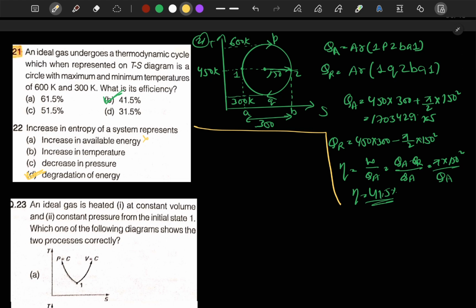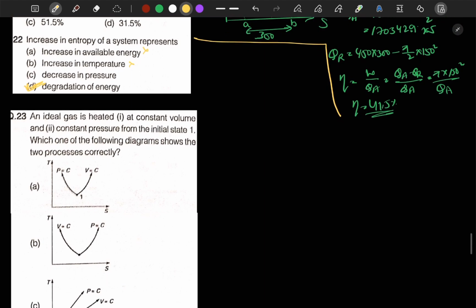If the same amount of heat is available at higher temperature, then our system entropy will decrease. You can get all these options from the TS diagram. Now if you talk about C, decrease in pressure. If we increase the fluid pressure, let's say of air, then the randomness will increase. If we decrease the pressure, randomness will decrease. So option D is correct here.